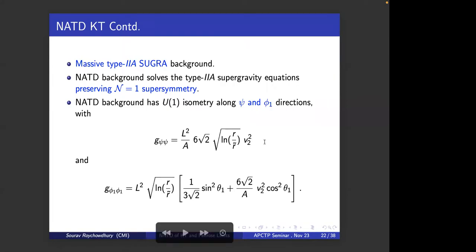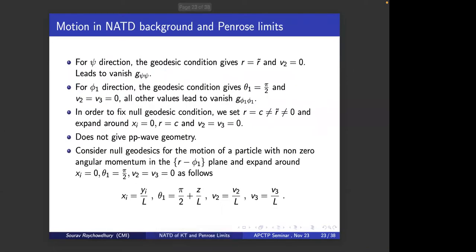Now we can see, if we examine the T-dual geometry, it turns out that we have 2 isometric directions, one is psi and one is phi 1. So in our work, we consider the motion of a particle with very high speed along these 2 isometric directions. First we took the psi direction, and this is the metric component of the psi direction. Similarly, this one is the metric component for the phi 1 direction.